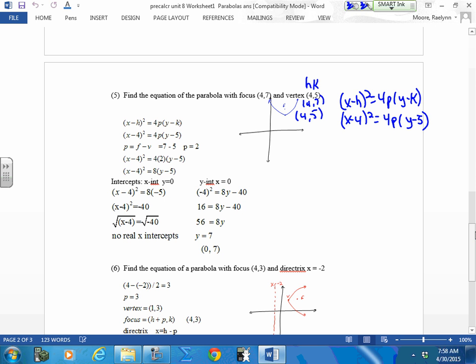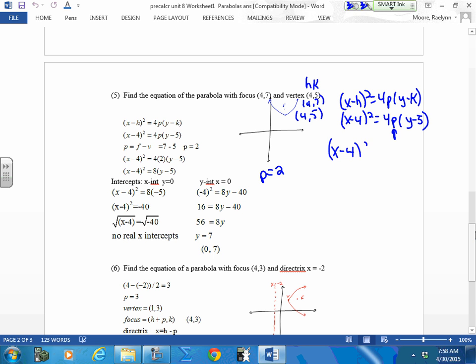p is the distance from the focus to the vertex. And it doesn't matter which way you subtract it. Keep the absolute value of it, and then say, if it opens up, it's positive. If it opens down, it's negative. So I moved 2, and I moved up, so p is a positive 2. So we're just going to plug this in, because you can't leave p in your equation. And now you have the equation.